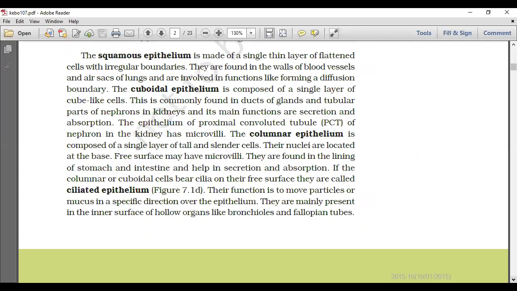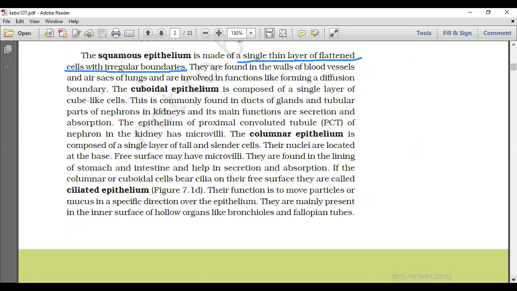So let's continue. The squamous epithelium is made of a single thin layer of flattened cells with irregular boundaries. They are found in the walls of blood vessels.